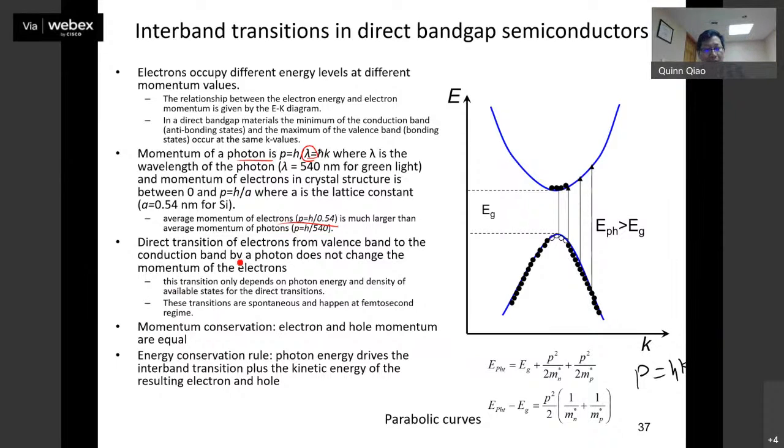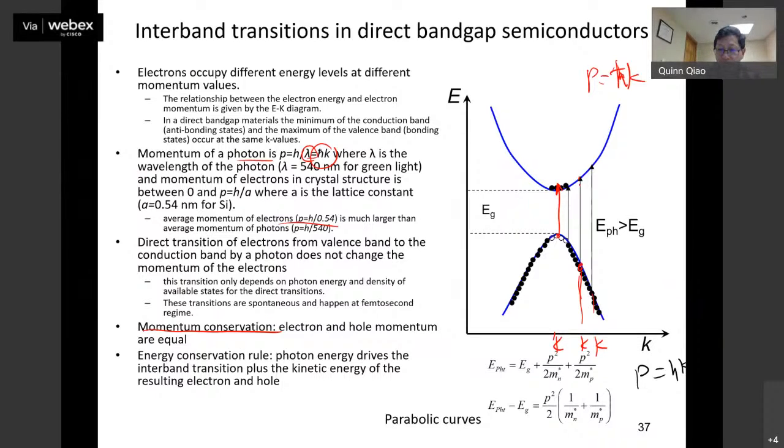So here shows something called momentum conservation. If you have an electron promoted from here to there, this is k, right? Momentum is ħk, P equals ħk. If this k is at the same location for the transition from here to there, the same k, then we say the k is conserved. The k is the same. You have this momentum conservation, right?